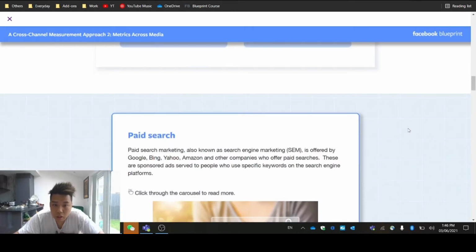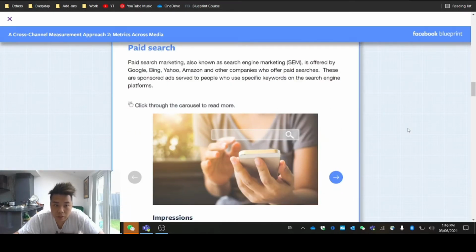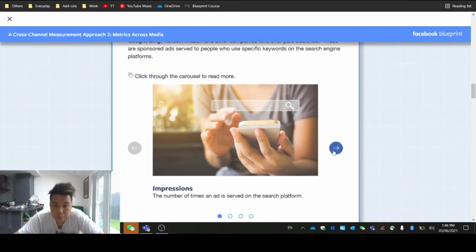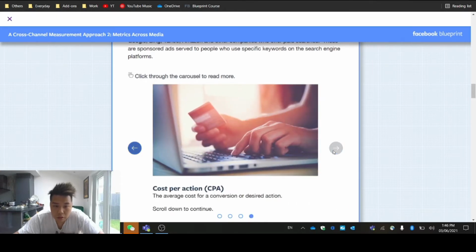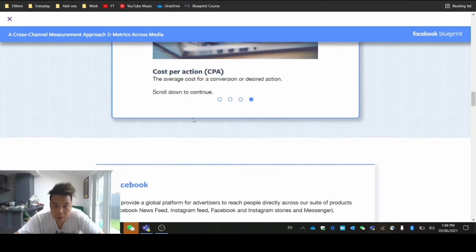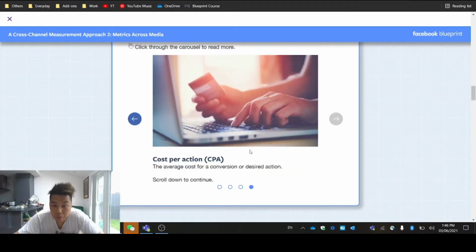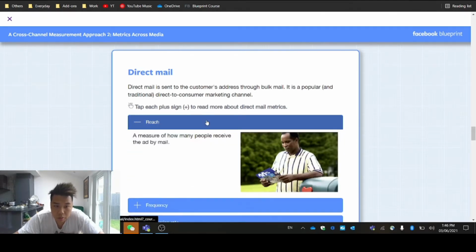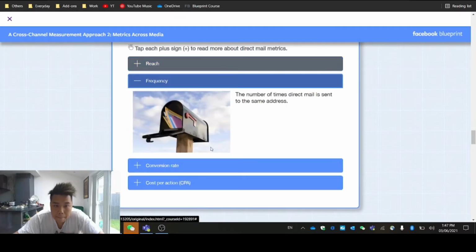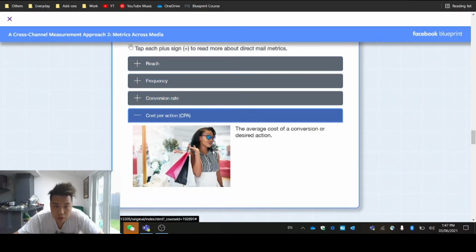Okay, as you're popular in terms of media, this has been around since 1940, similar to radio. I think this is more, you know, it tells you about the history of advertising and kind of channels and where they incorporate. So paid search, SEM is offered by Google. Yeah, so this is kind of what you would see on paid advertising. Yeah, okay. Direct mail is sent to customer addresses through bulk mail. It's a popular traditional direct mail channel. Reach, frequency, conversion rate, and cost.